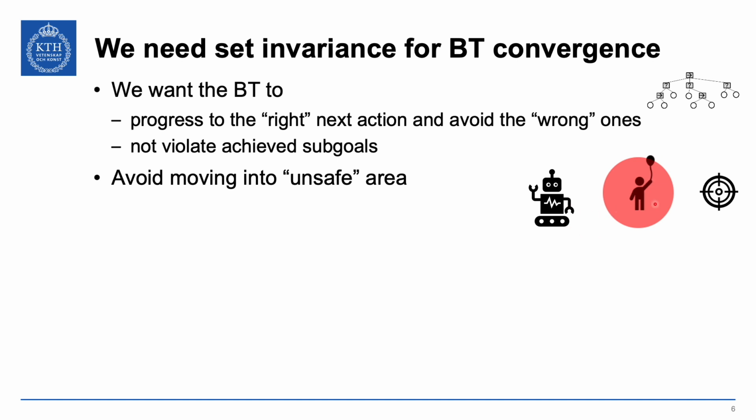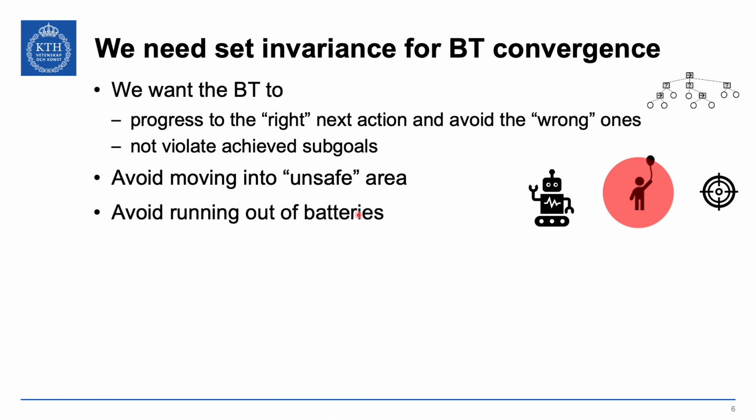So imagine this is a child here. We are not allowed to be too close to the child when it plays. So if the robot starts in here, we're moving out here, but then we want to get to the goal point. But then we can't just go straight for the goal point, because then we're going to move into the unsafe area again. So we want to kind of move around it.